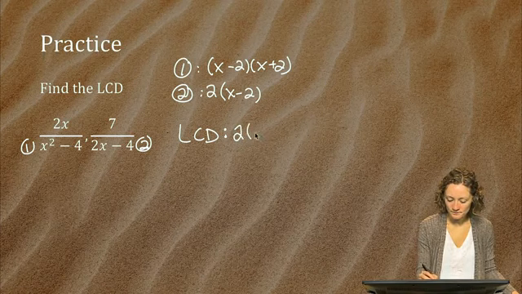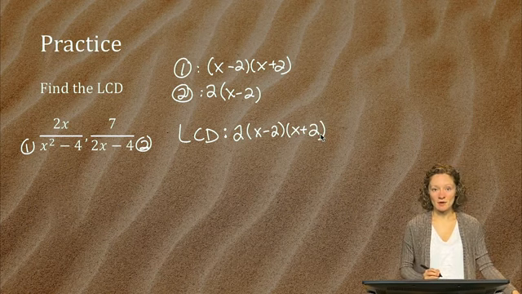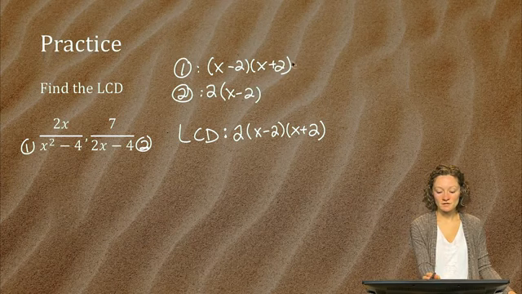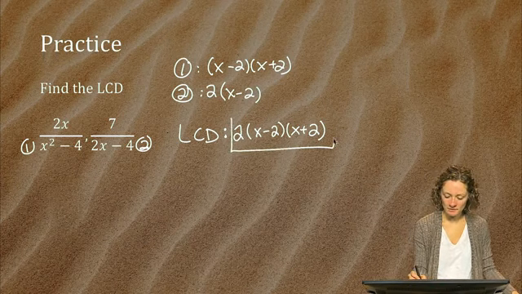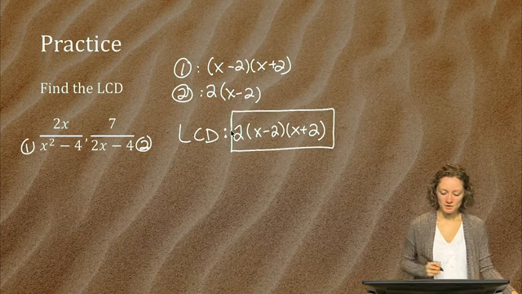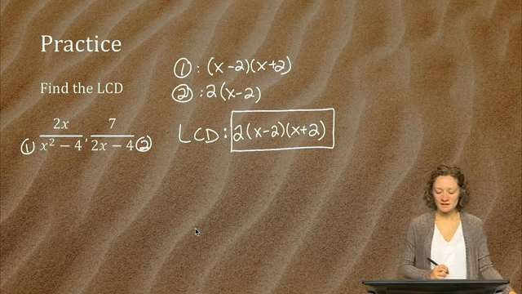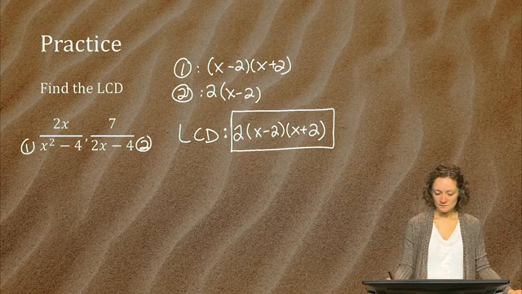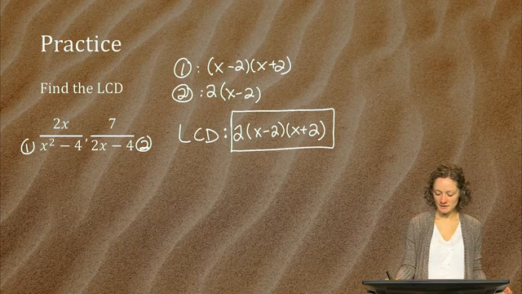We have 2, we have x minus 2, and we have x plus 2. Each raised to the highest power that we see on any one individually. They all are only to the first power, so that's it. This is our least common denominator. 2 times the quantity x minus 2 times the quantity x plus 2. All right, so this will be step 1 when we actually add and subtract.